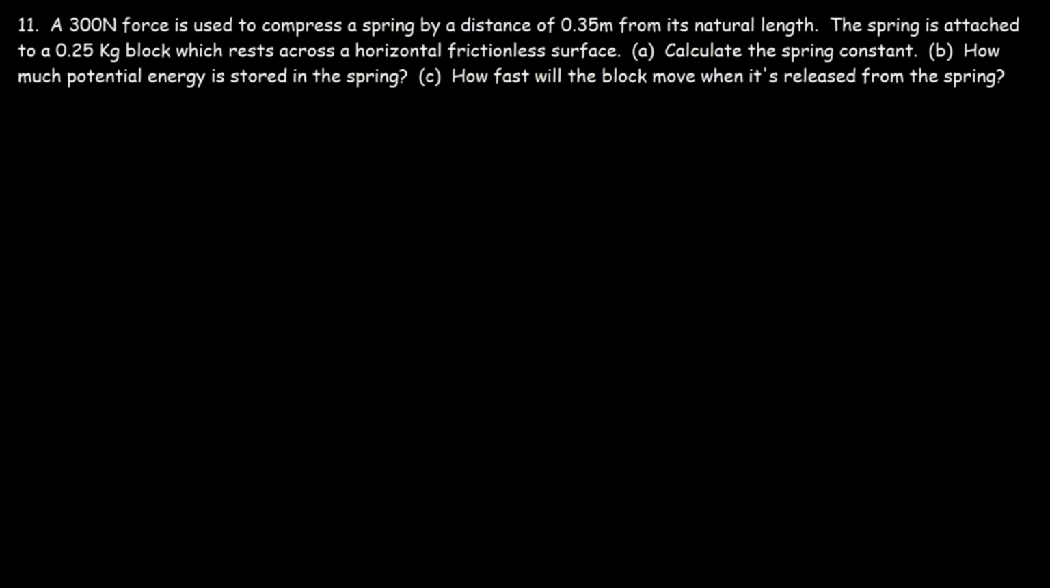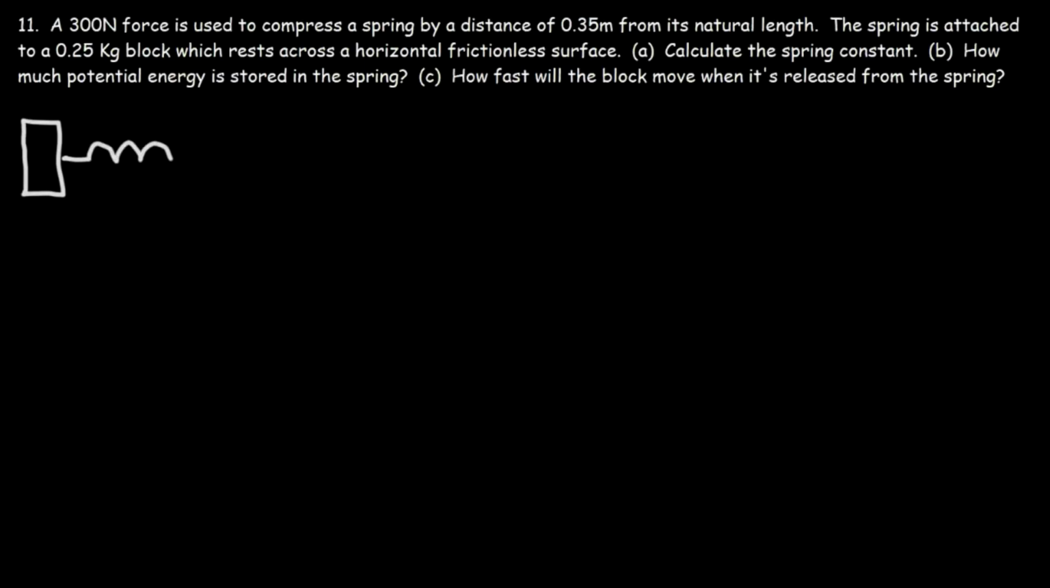Number 11. A 300 newton force is used to compress a spring by a distance of 0.35 meters from its natural length. The spring is attached to a 0.25 kilogram block, which rests across a horizontal frictionless surface. Calculate the spring constant. So let's begin with a picture.